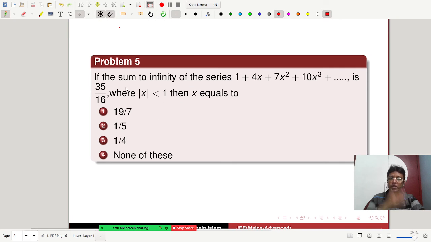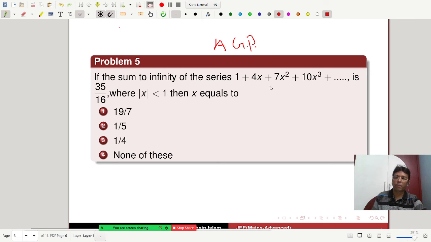If the sum to infinity of the series 1 plus 4x plus 7x square plus 10x cube plus etc. is 35 by 16, where mod x is less than 1, then you have to find out x. First, observe the series very carefully: 1, 4, 7, 10 is in AP, and 1, x, x squared, x cube is in GP. So it is an AGP, an arithmetico-geometric progression series. That is your first observation.